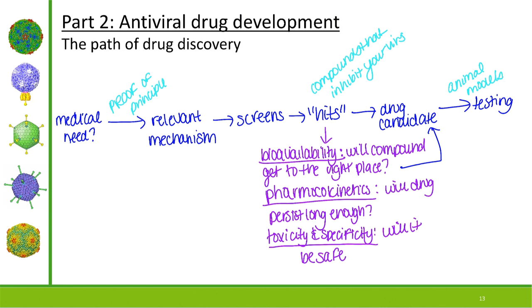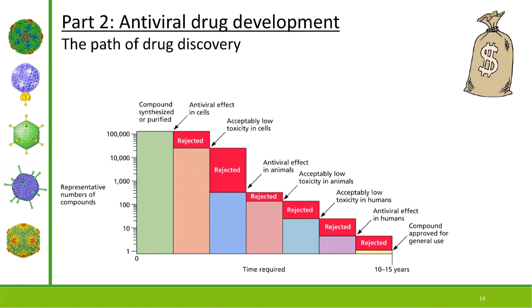And I'm going to show you a figure that kind of takes some of these pieces, so this path of drug discovery, and does a nice job of showing us the time required. So on the x-axis here, we have the time required. On the y-axis, we have the representative number of compounds. So if we start here on the left, we've got a bunch of compounds that we've identified. We look for an antiviral effect in cells. So typically we start with cell lines. You can see a number of them are rejected.